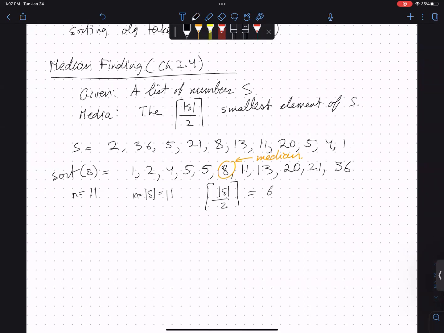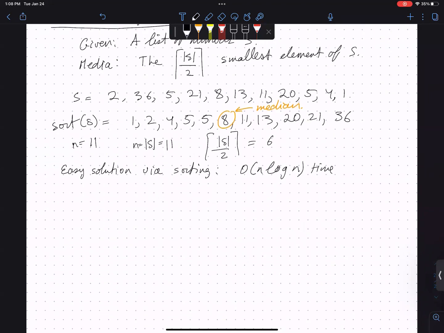Okay. So how do we solve this problem? Well, what I did was one solution, so easy solution via sorting, the sort takes n log n time. And then if it's an array, you just go to the middle element. So that's constant time to return the median. But it turns out we can do faster. So it turns out we can have a linear time algorithm for median finding. And that's the divide and conquer algorithm that we'll come up with together in class.